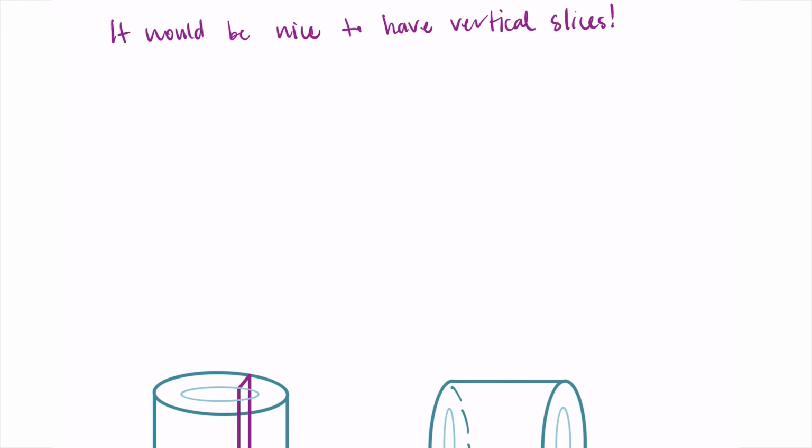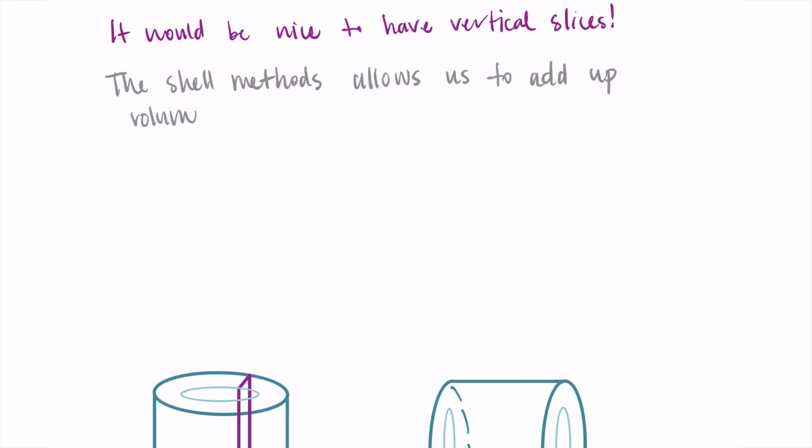You can see a little preview of what we're going to do down here, but the shell method, rather than using disks or washers, allows us to add the volumes of shells. So instead of stacking up things like we do with disks or washers where we sort of stack them all up, here we're going to be layering things. We're going to take one shell and then we're going to layer another shell on top of it, so sort of build out the shape we want to do.